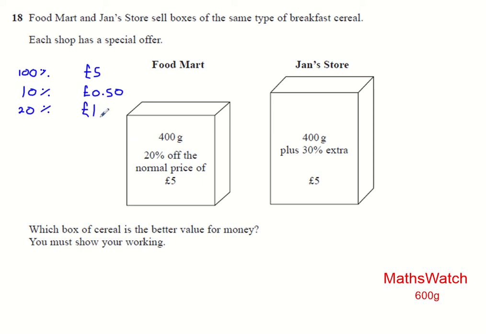We are getting £1 off the price of the cereal, so we're getting £1 off £5, which means that we're going to be getting 400 grams for £4.